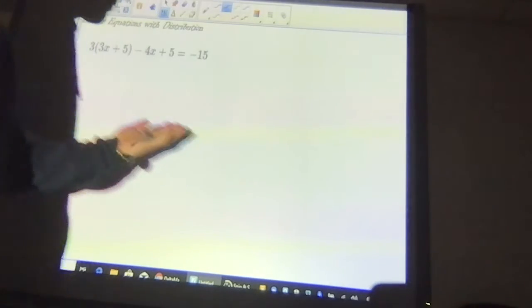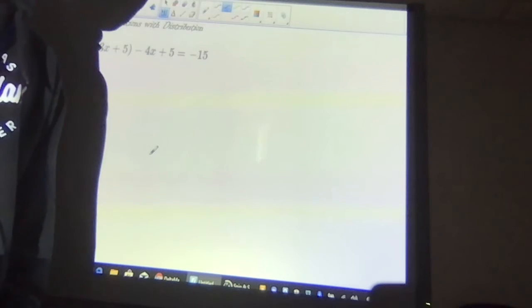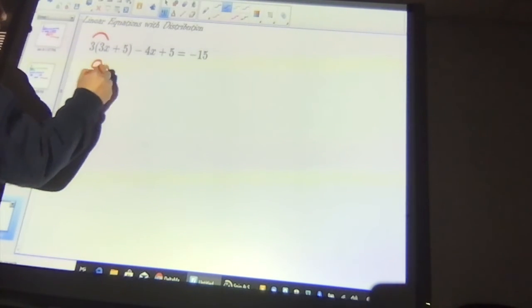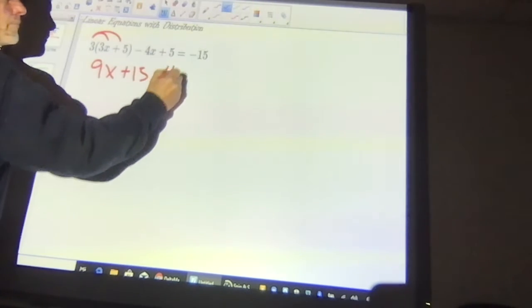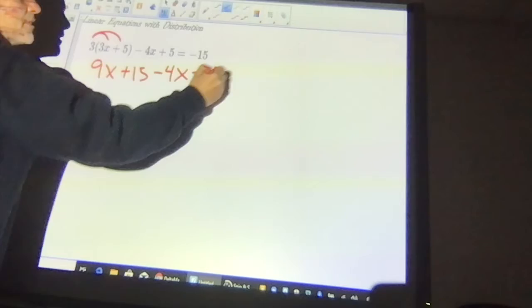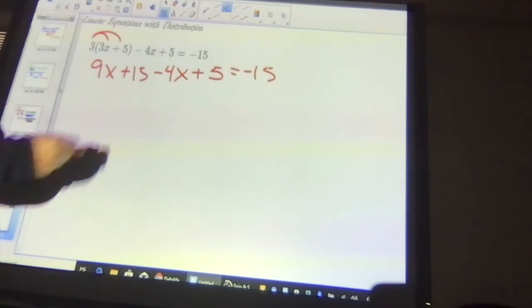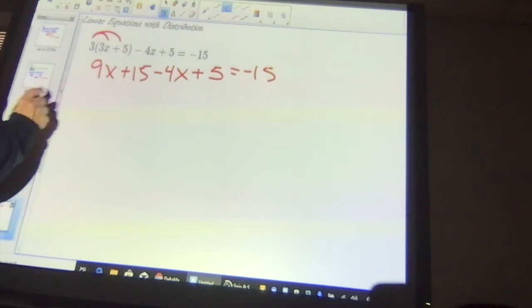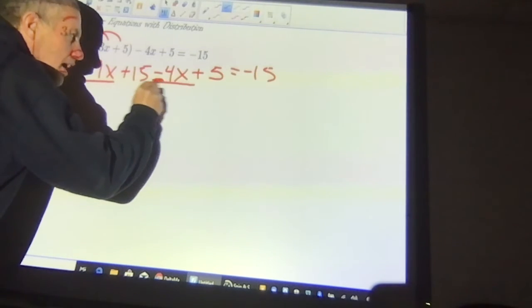I'm going to take another one. Looks like a real long problem similar to the last one. Hopefully convince you that it's not so bad. 3 times 3 is 9. 3 times 5 is 15. Copy the rest of the equation. I'm set up without any parentheses. All I have to do is find my like terms. Use the operation ahead of the terms.